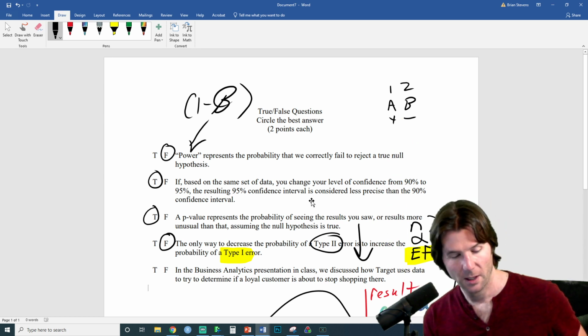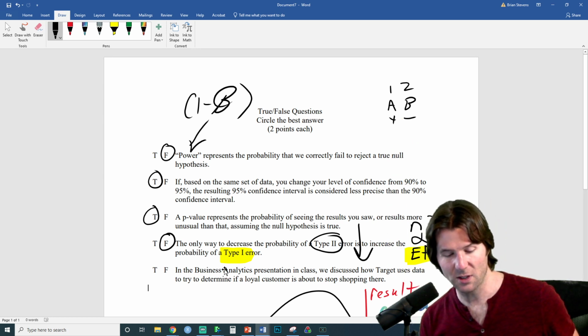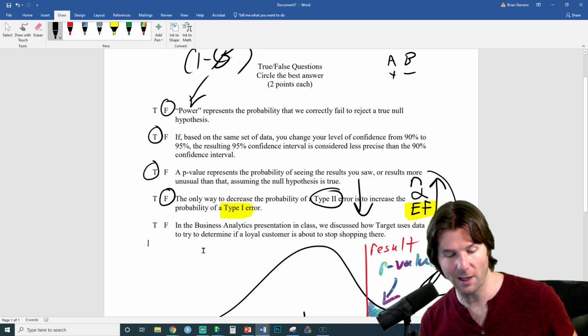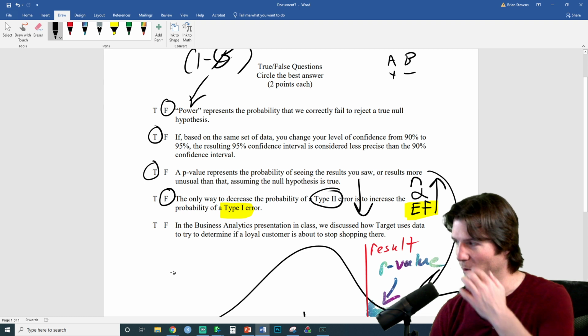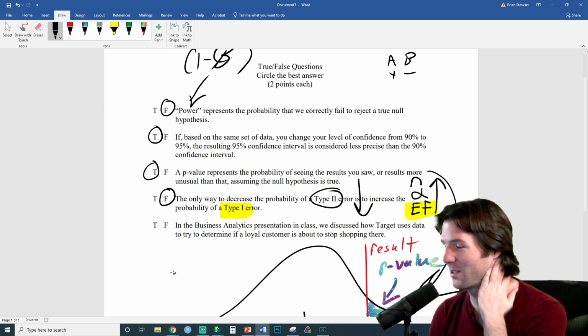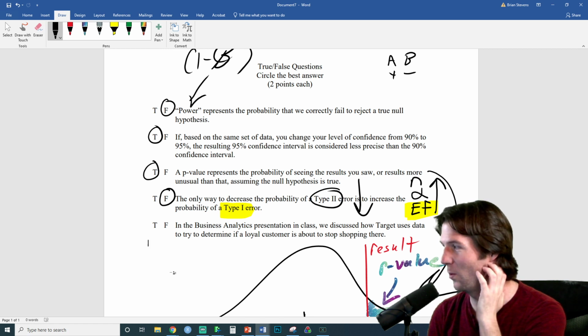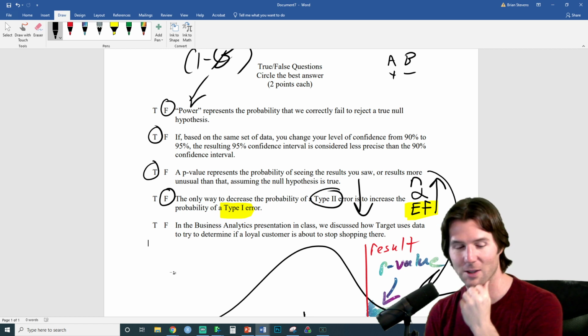In business analytics presentation, we discussed how Target used data to figure out if a loyal customer is about to shop there. No, we had a much crazier story. What was the story about? Does anyone remember in the business analytics presentation? The story was about them finding out a teenage girl was pregnant. This is false.